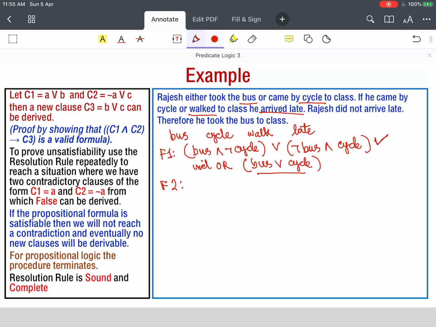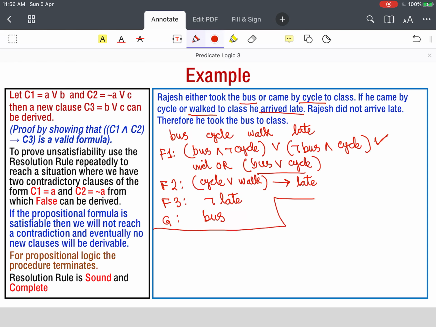The second one was, if he came by cycle or walked, he would have arrived late. So cycle or walk implies late. What is F3? He did not arrive late, so not late. What is the goal? Therefore, he took the bus. So this is our modeling. We have now modeled this in propositional logic.